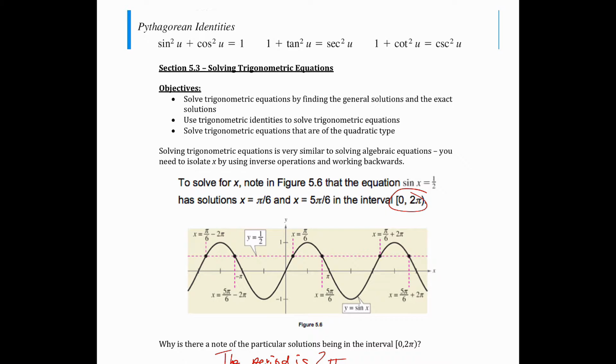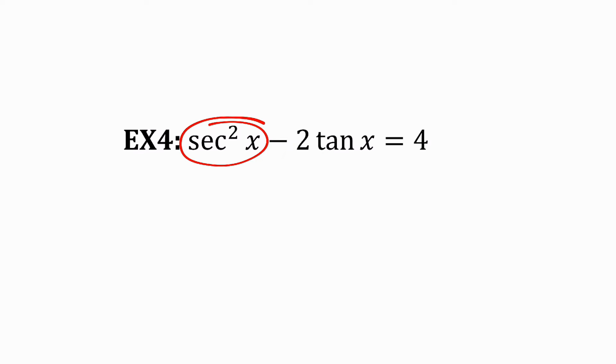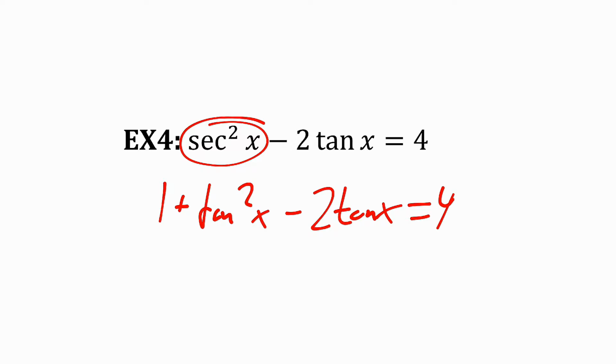In fact, I want to go back to the first page of this section, because we have something involving secant squared up here. We see secant squared is equal to 1 plus tangent squared. So effectively, we can replace secant squared with 1 plus tangent squared. So let's do that. Instead of secant squared, we'll replace with 1 plus tangent squared of x minus 2 times the tangent of x equals 4.